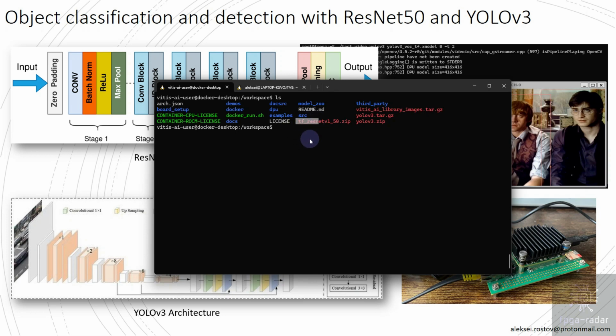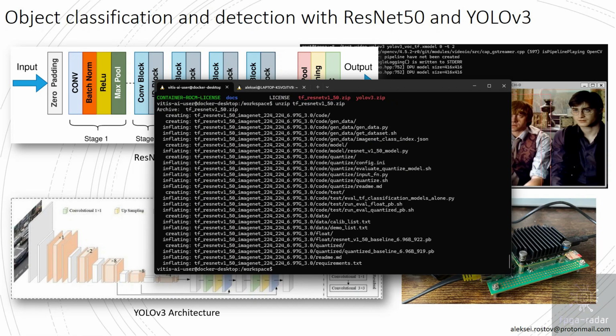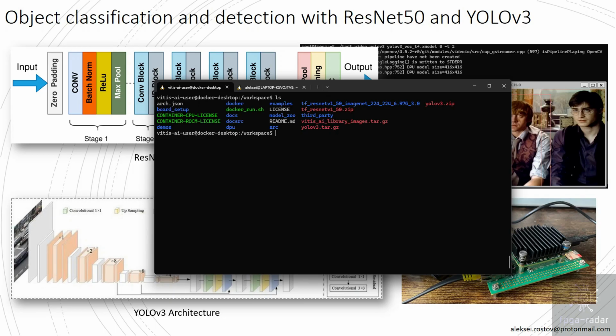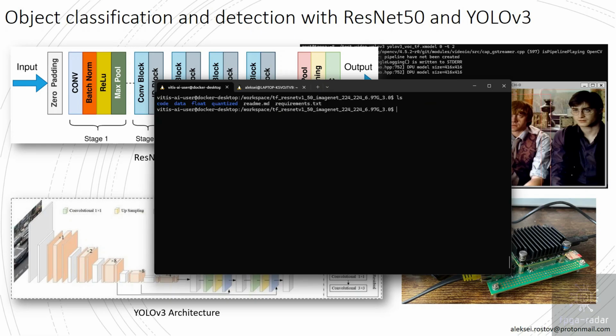Currently I will need to unzip this ResNet 50 archive that consists of the quantized model for ResNet 50. Okay, let's do this: unzip and then tf. Here we are, and we can go directly to this folder, tf ImageNet. Let's see what we have here. Here I have the quantized folder. This is the most important file that will be used. It's the quantized model that will be used in order to recompile ResNet 50 for our architecture.